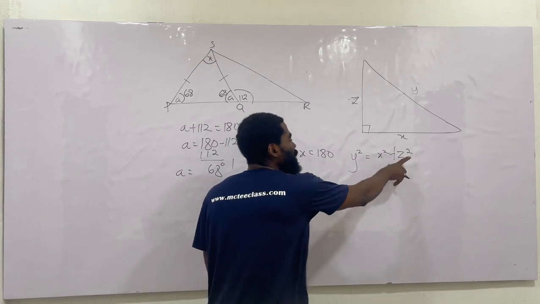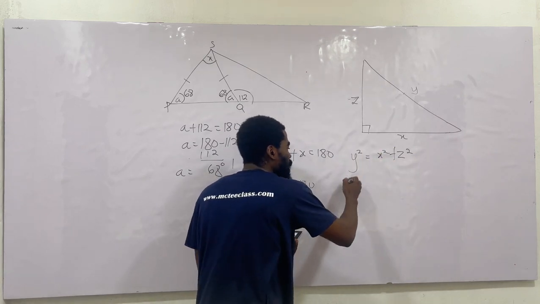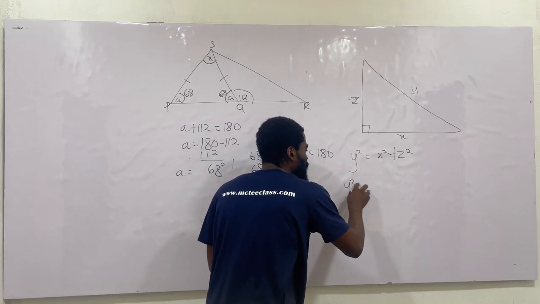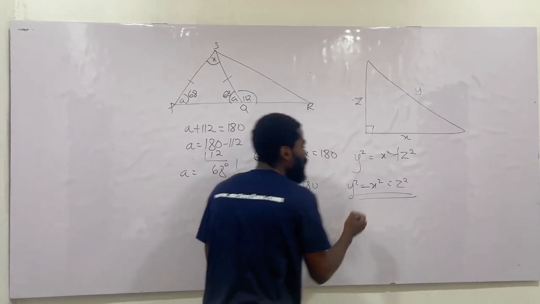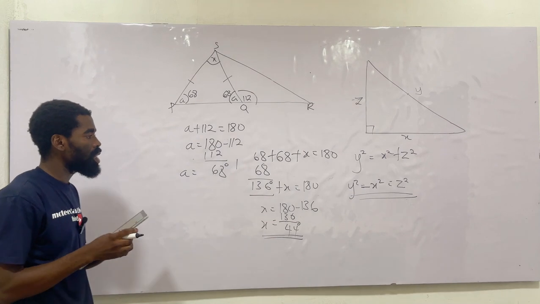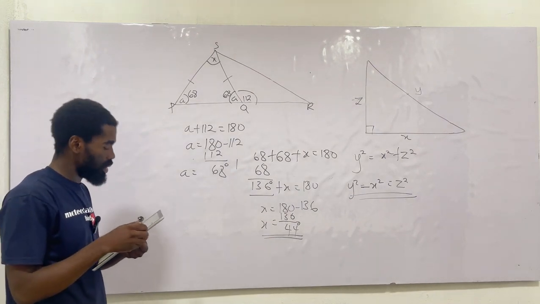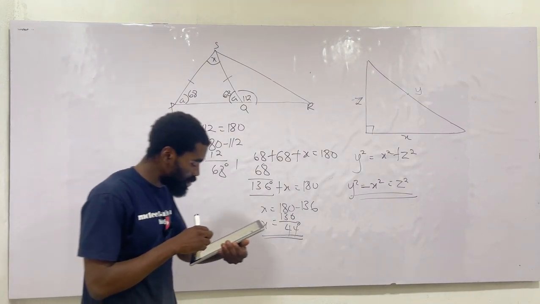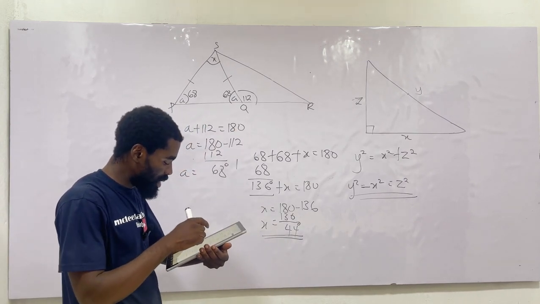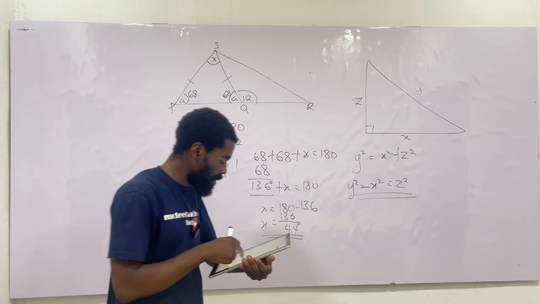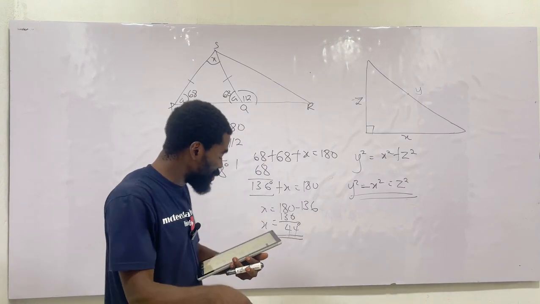But the question wants Z squared. That means this guy will cross. So I'll get Y squared minus X squared equals Z squared. So this becomes my answer. Are we okay with that? Okay. Then let's go to the next one. So the answer lies where? If you look at the answers, we have Z squared equals Y squared minus X squared. That's C. Let's go to question 32.